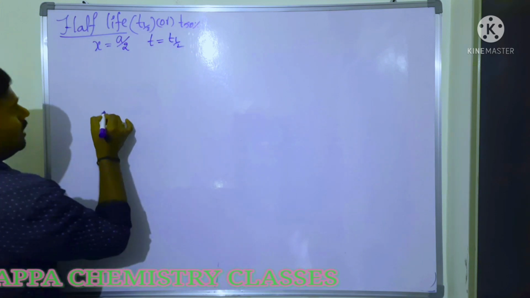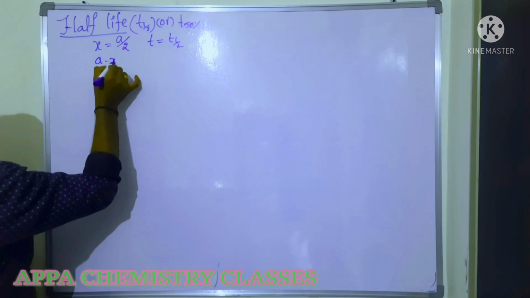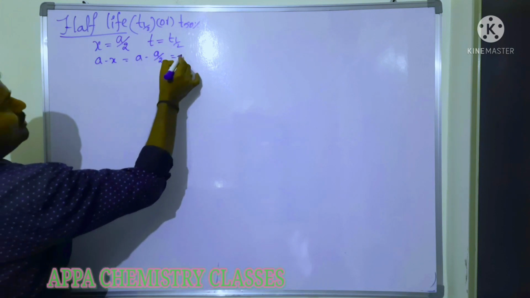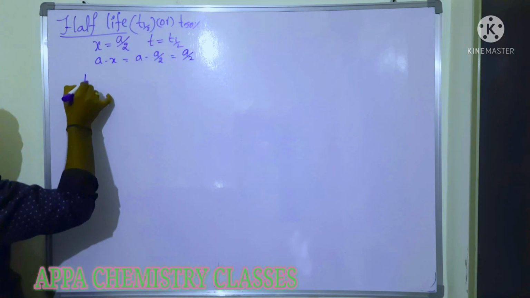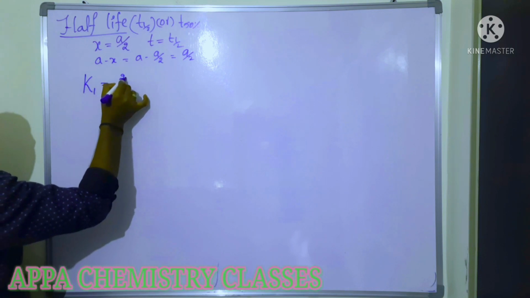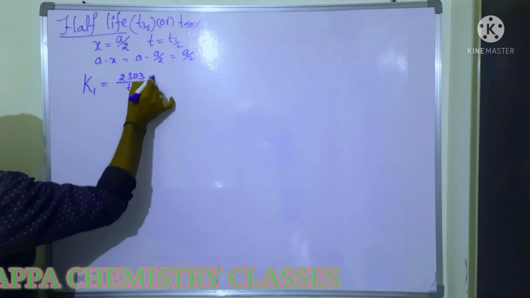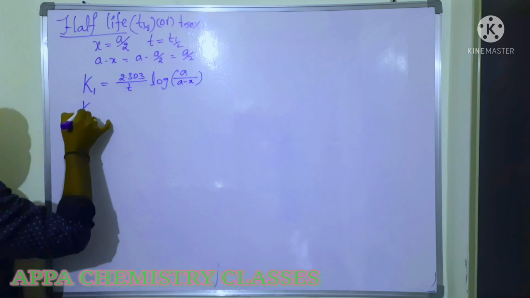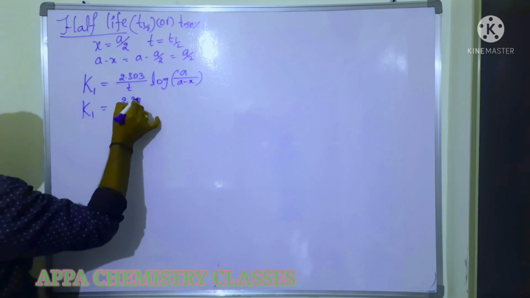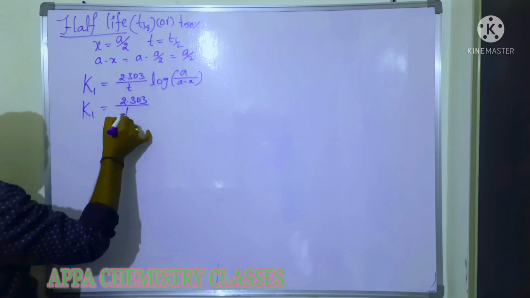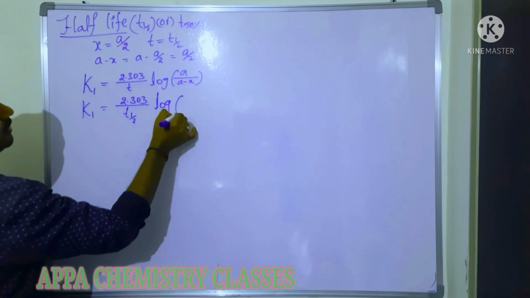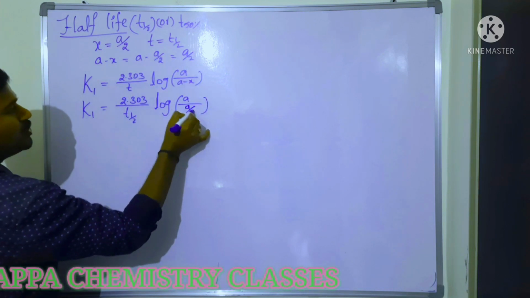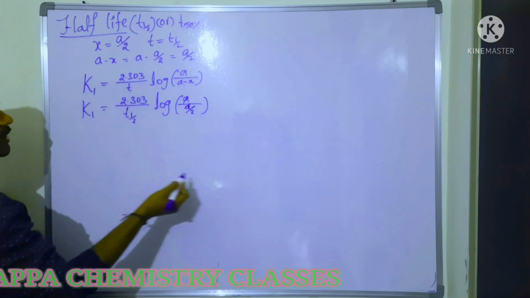So we know that A minus X becomes A minus A by 2, that is 2A minus A by 2, so we get A by 2. Now the integrated form of first order is 2.303 by t log of initial concentration by final concentration. Substitute all the values: 2.303 by t half, log of A by A minus X. In place of A minus X, substitute A by 2. So A gets cancelled, and 1 by 1 by 2 goes up, giving log 2.